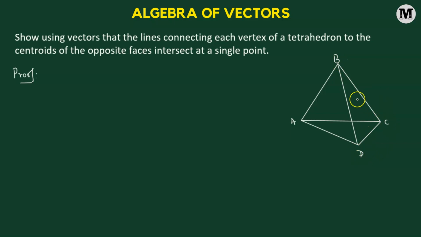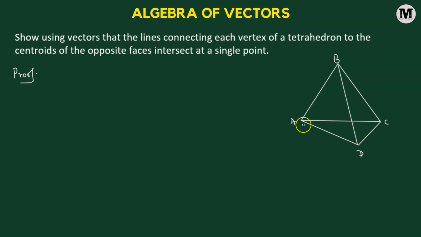Now, a tetrahedron consists of four sides. Each side represents a triangle. So we have the triangle ABD, we have BDC, we have ABC and ADC. So these four triangles form a tetrahedron. Now, we need to show that the lines connecting each vertex of a tetrahedron to the centroid.